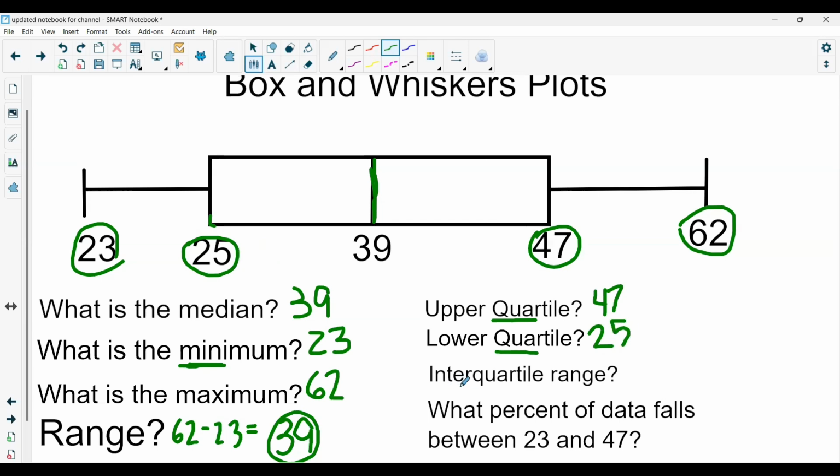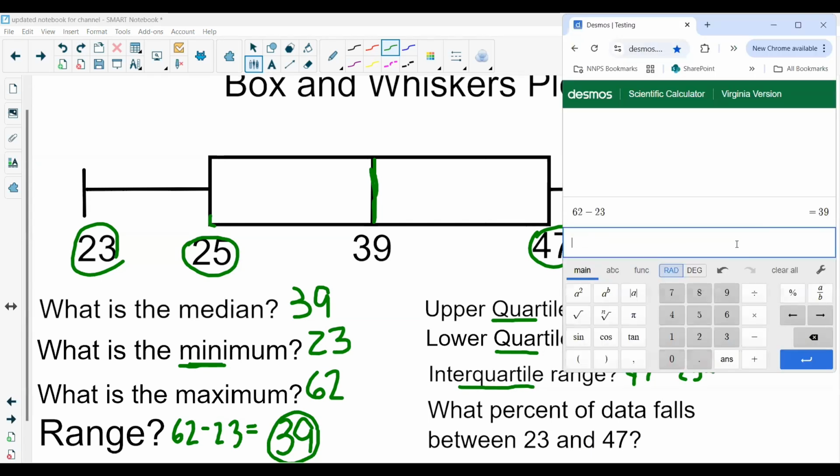And now the interquartile range. You see the word quartile in there? So they want to know the range between our quartiles. 47, which is our biggest one, the upper quartile, is 47 minus 25, which is our lower quartile. So you guys can get your calculators out again if you did not already. I already know the answer, but let's put it in here just so we can show everyone what we did. 47 minus 25. You should have gotten 22.